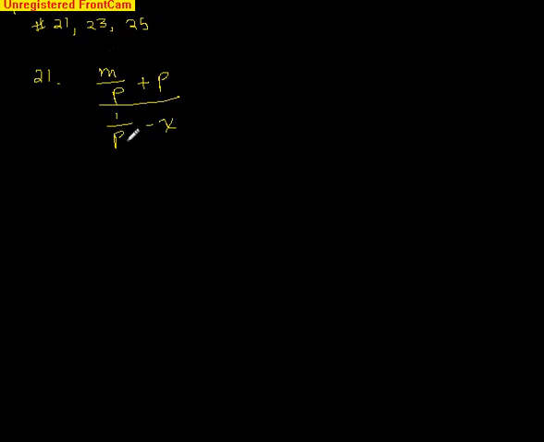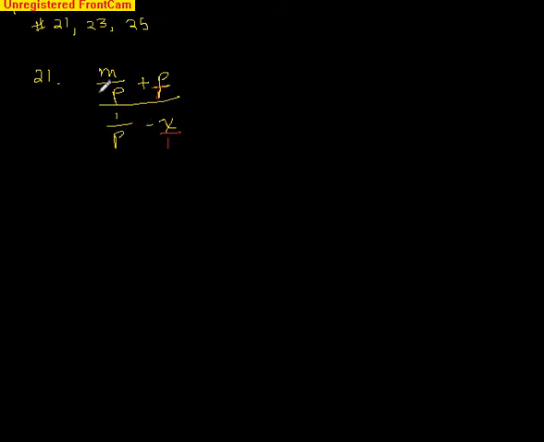Alright, here's number 21. It's a complex fraction. The way I think is the easiest way to do this is to find the common denominator of all the denominators. As you can see, this p looks like it doesn't have a denominator, but if it doesn't have one, we can put it over 1. So you put this p over 1, and we can put this x over 1.